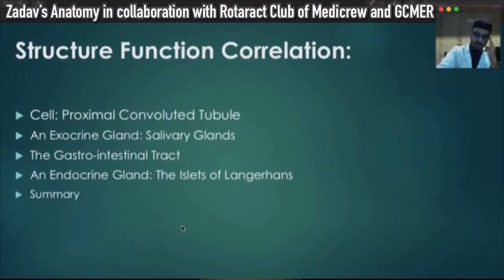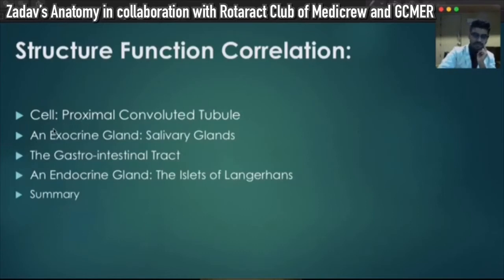Okay, so now I'm going to talk about 4 examples where structure and functional correlation can be used very well. The first is a cell I'm going to describe, which is known as the proximal convoluted tubule, the cell of the proximal convoluted tubule. And it would be important that you know what exactly happens here. So I hope you've read renal physiology.